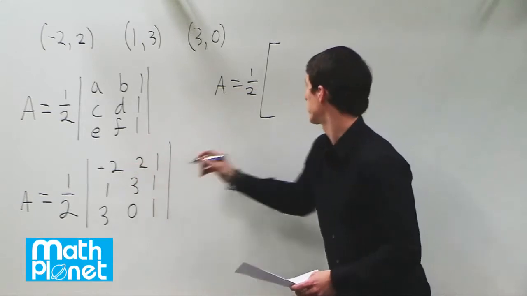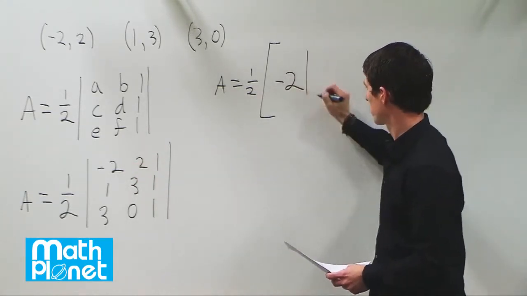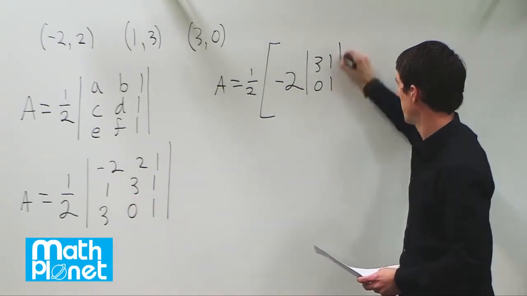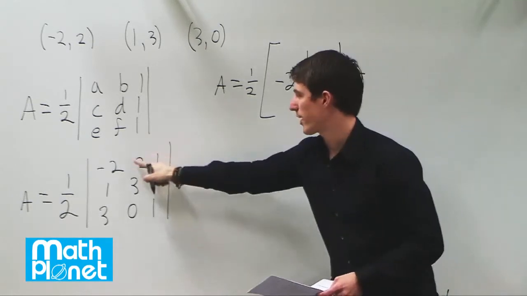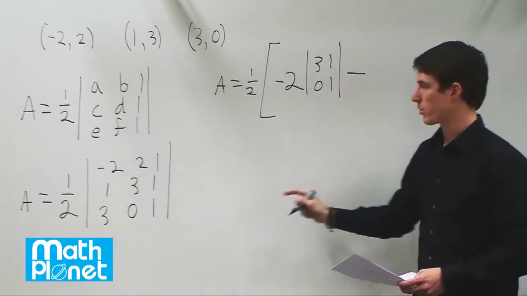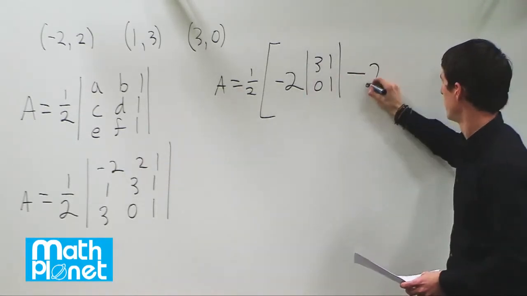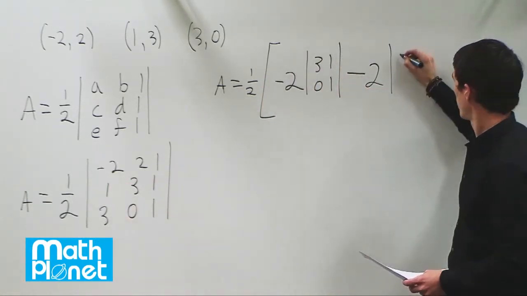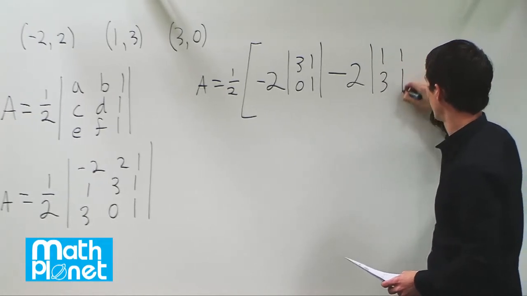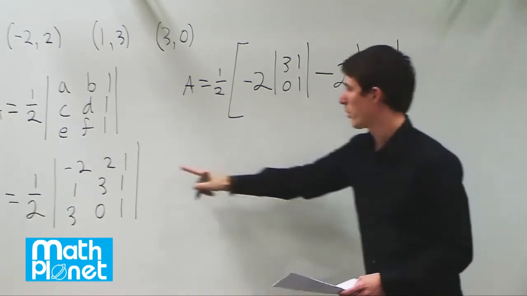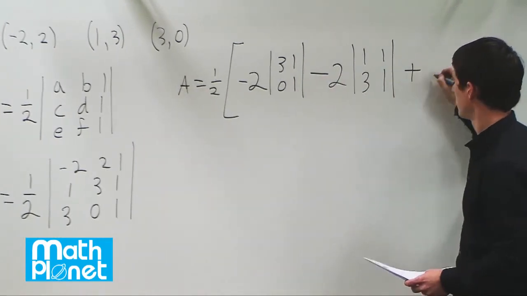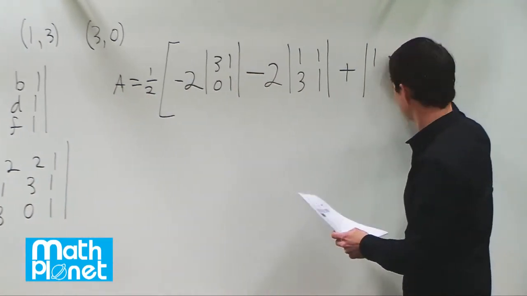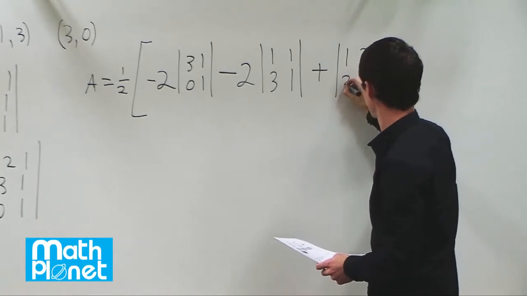So to begin with, we have -2 times the determinant of 3, 1, 0, 1, minus this value, so this is a minus, the other ones are just the normal values, minus 2, and then the determinant of what we have here and here. So that's 1 and 3, and 1 and 1. And then finally plus what we have here, so plus 1, times this determinant, what we have here. So that's 1, 3, and 3, 0.